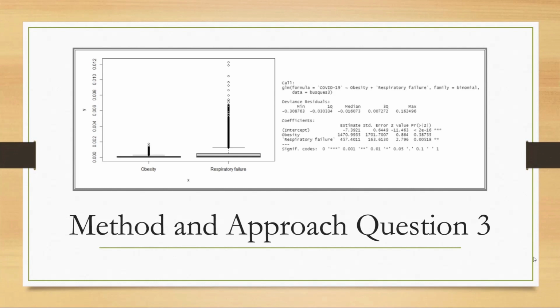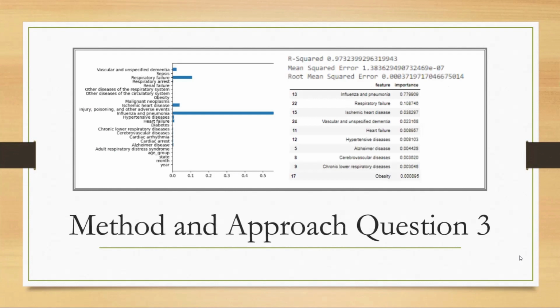On to the next slide, on slide 16, here is the model for the random forest algorithm, which as well shows that the only condition more serious than respiratory failure when combined with COVID-19 was influenza or pneumonia. The random forest model categorized respiratory failure with a feature importance of 0.108, whereas obesity was only attributed a feature importance of 0.000895. You also notice that the R-squared value was 0.97, and the root mean squared error was very small as well at 0.00037.